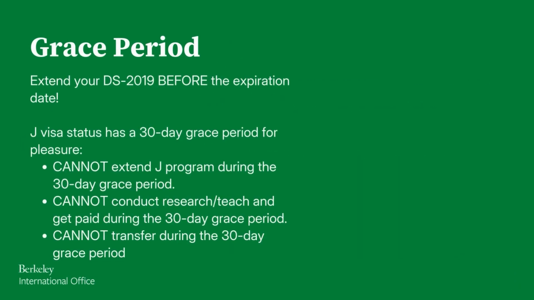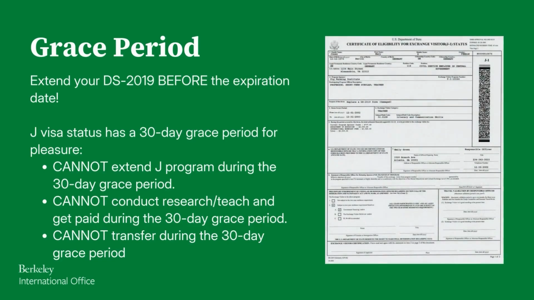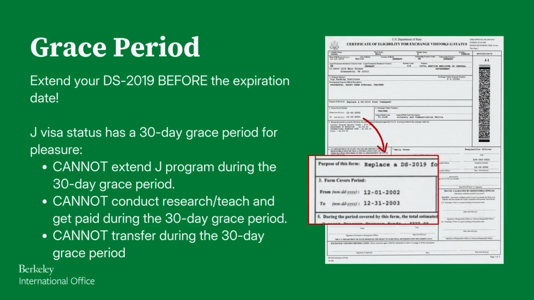As a benefit of the J Exchange Visitor Program, you have a grace period of 30 days prior to the start of your J program and a grace period of 30 days at the end of your J program. During your grace period, we cannot extend or transfer your J program, which is why it is important to let us know of these situations before your end date. You also cannot conduct research or teach and get paid during your grace period. The grace period should only be used to settle affairs and prepare to return home.